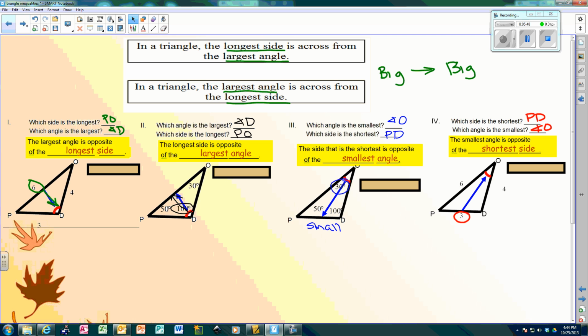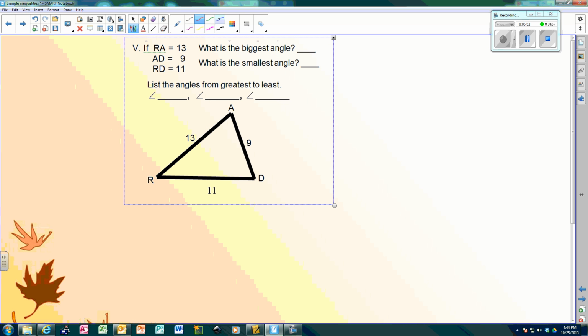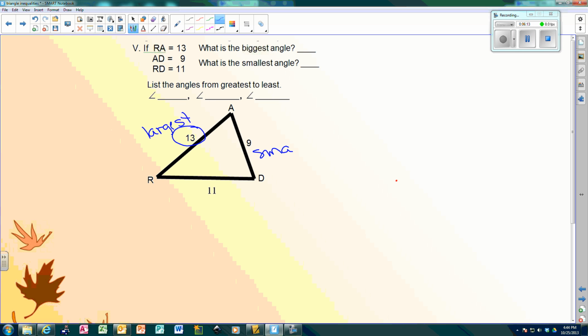All right. Now let's try some. It says RA is 13, AD is 9, RD is 11. If that is the case, what is the biggest angle? I look over here at my sides. Since this is my largest side, I'm going to write largest, and over here I'm going to write smallest. Across from my largest side is angle D, so that is my largest angle. Since 9 is my smallest side, I look across and I see that angle R is the smallest angle. So listing the angles from biggest to smallest, the biggest being D, the smallest being R, which leaves A in the middle.